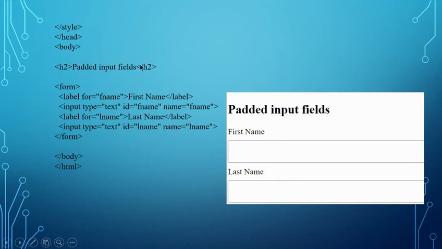And in body I'm using the header padded input fields. And in forms, again we have to give a first name and a last name, and if we run this program you will get output like this. This is the header padded input fields, and these are the forms which we needed.